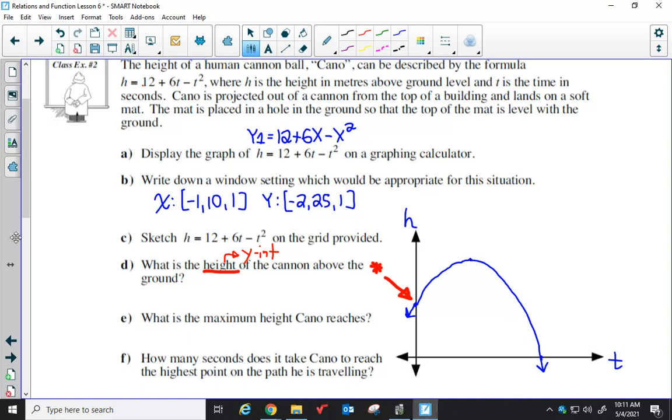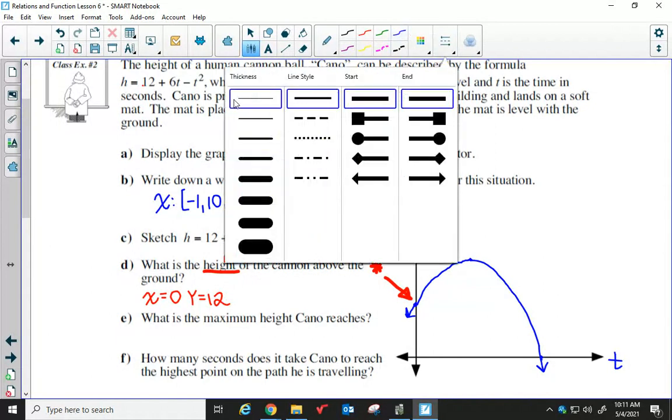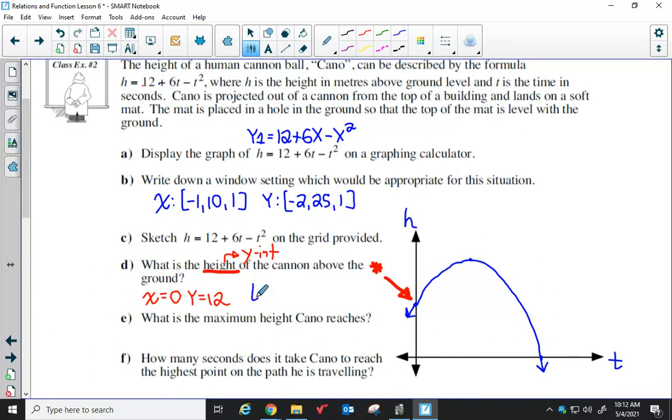So if I go back to this, I can say when x is equal to 0, y is equal to 12. And we write this in terms of the actual variables we have. That would be when time is 0, your height would be 12. And we can add some units here. It says the height is in meters. So we'd have 12 meters.